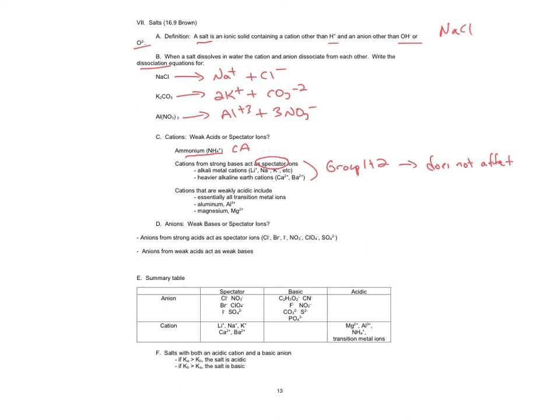Okay? Cations that do affect or are acidic tend to be metals in the D block. Many of the D block metals tend to have acidic properties, including also aluminum, which is in the P block.